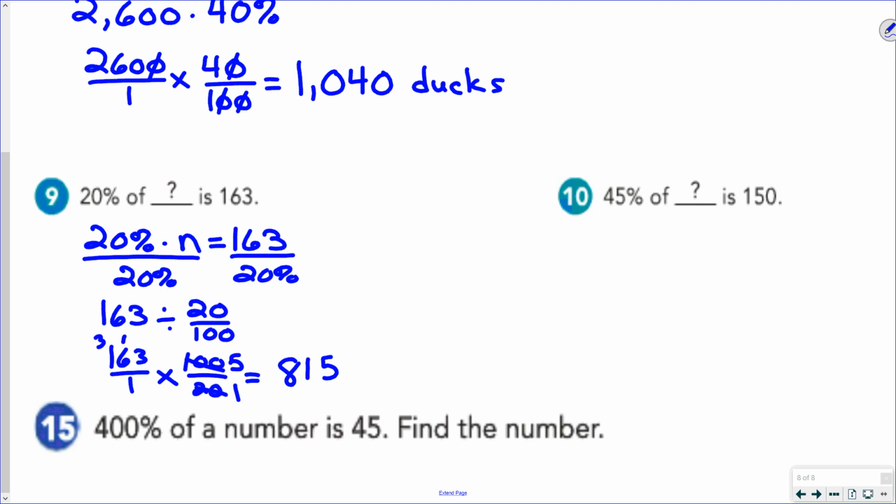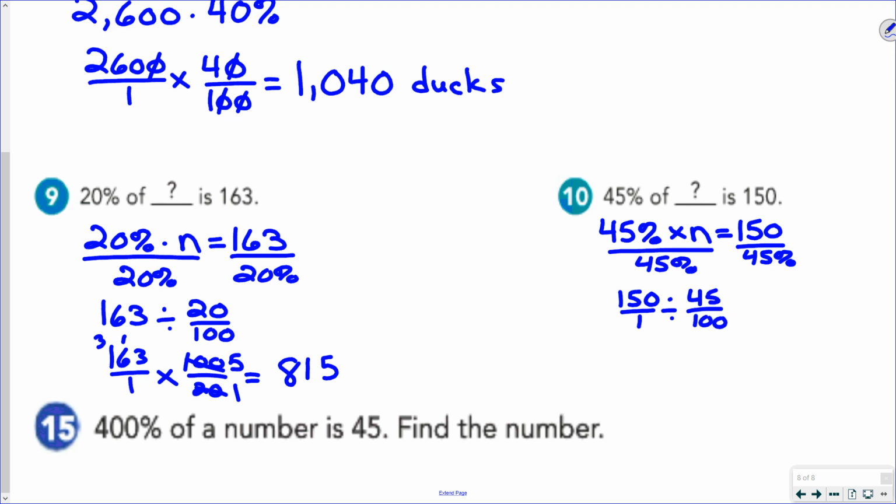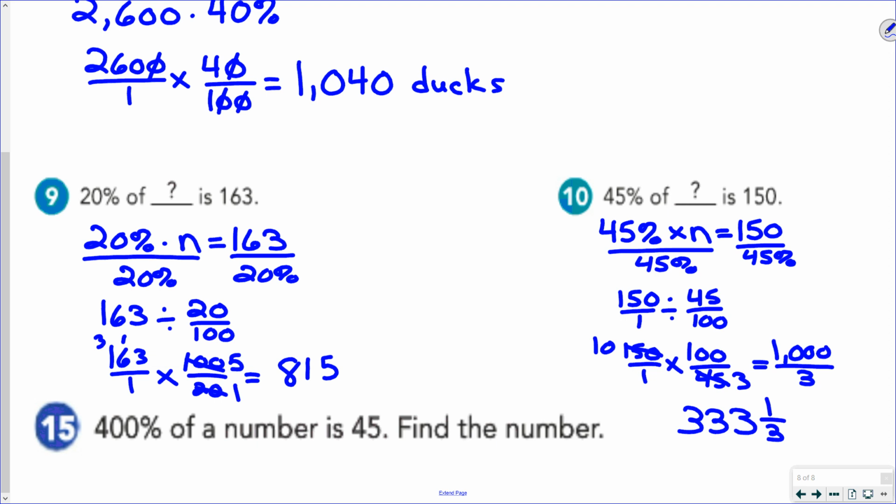45% of something is 150. Divide both sides by 45%. So 150 divided by 45 over 100. Keep, change, flip. If I divide both of these by 15, 45 becomes 3, 150 becomes 10. 10 times 100 is 1,000 over 3, which is 333 and 1/3.